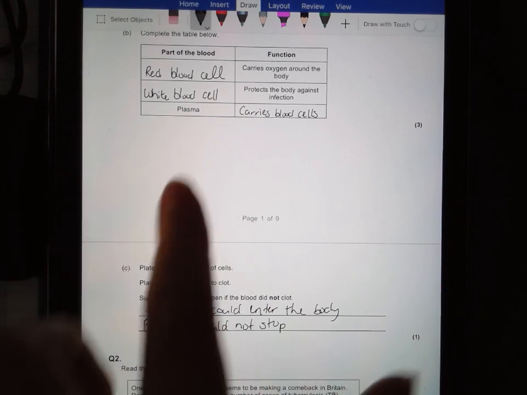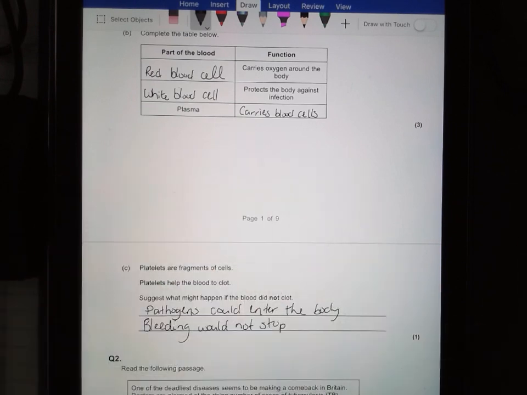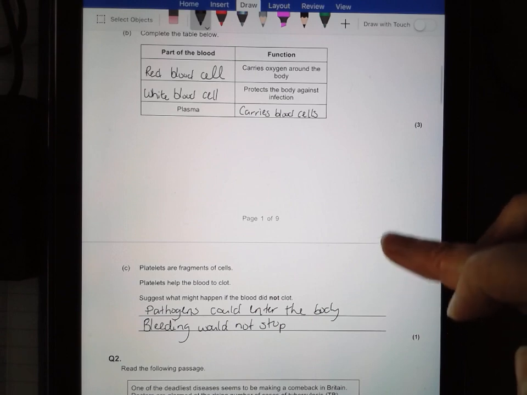So as a function, I can say that it carries the red blood cells or carries the white blood cells or just blood cells in general. There are other things that are carried in the blood. Things like hormones are carried in the blood, proteins are carried in the blood, glucose is carried in the blood. But here I've just written that blood cells are carried in the liquid part of the blood, which is the plasma. So that's 3 marks.